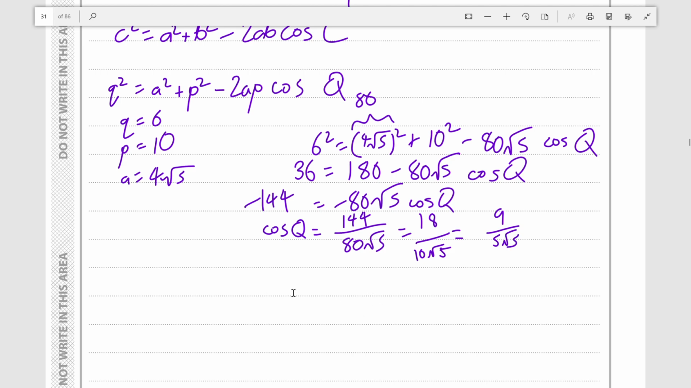And finally, we'll just take the inverse cosine of 9 over 5 root 5. So q is cosine negative 1 of 9 over 5 root 5, which will be equal to 36.39 something something degrees. So 36.39 degrees, which will be equal to 36.4 degrees.